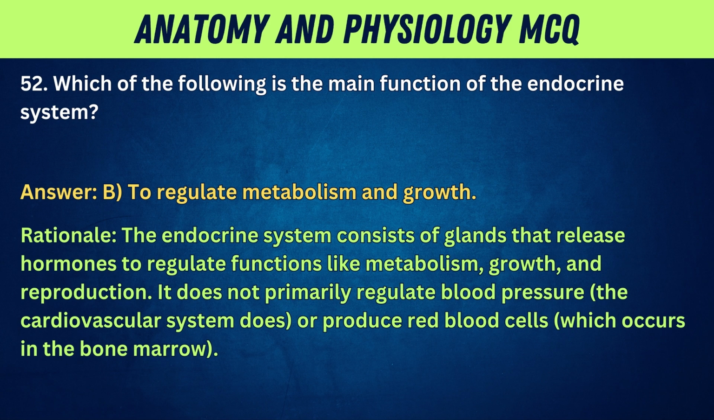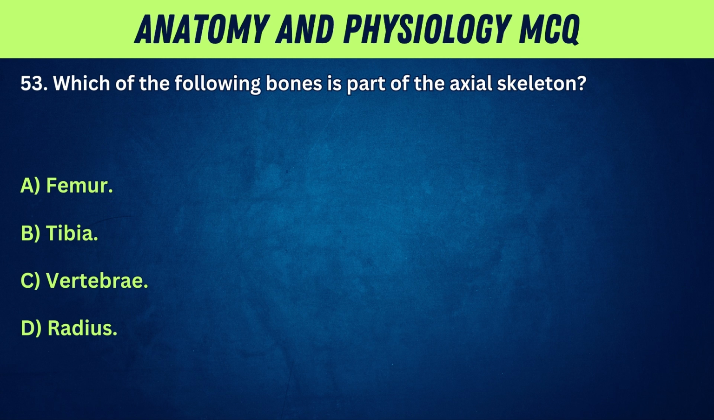Rationale: the endocrine system consists of glands that release hormones to regulate functions like metabolism, growth, and reproduction. It does not primarily regulate blood pressure, the cardiovascular system does, or produce red blood cells, which occurs in the bone marrow. 53. Which of the following bones is part of the axial skeleton?